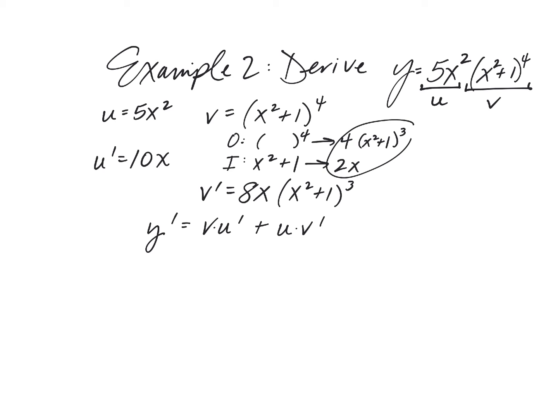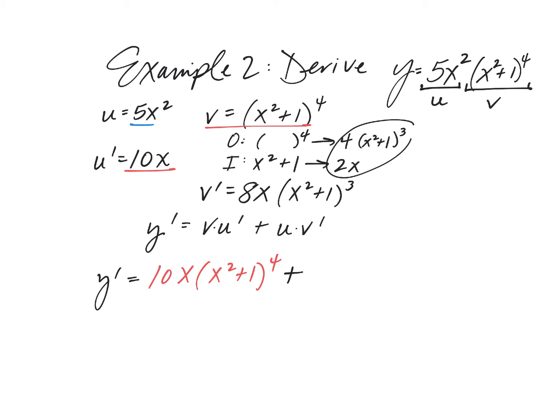All right, so go ahead and pause the video and do that now. All right, so hopefully when all is said and done, this is what you got. So VU prime would get me 10x times the quantity x squared plus 1 to the fourth. Again, I put the 10x out front because that's the coefficient. I'm leaving the binomial second.